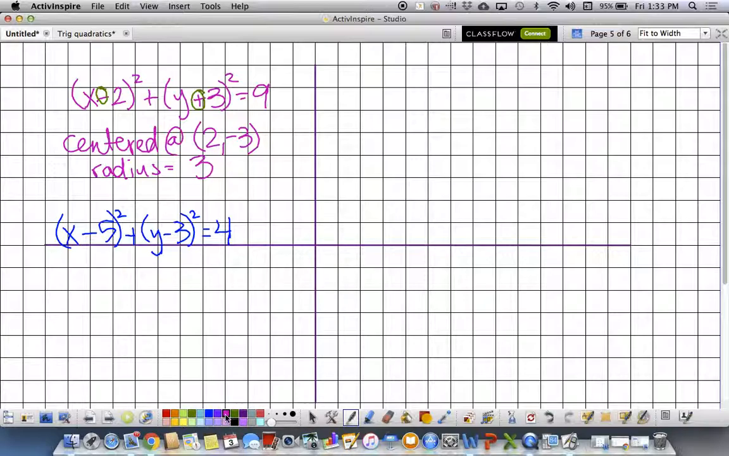So we go over to the right 2, we go down 3. That's where you are centered. From that center point, where do you go? 3, 3, 3, 3, all the way around.